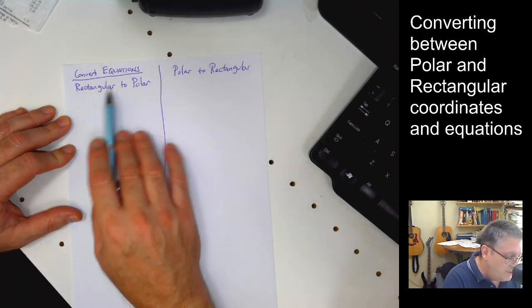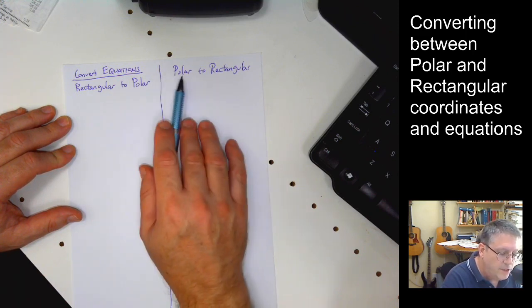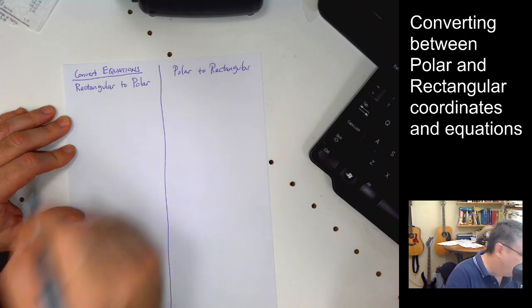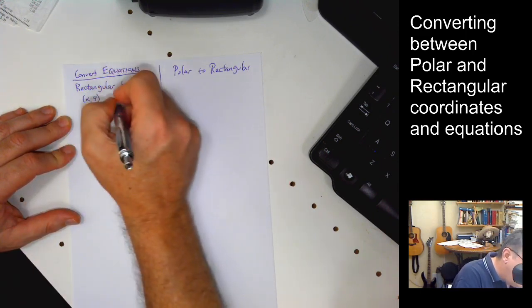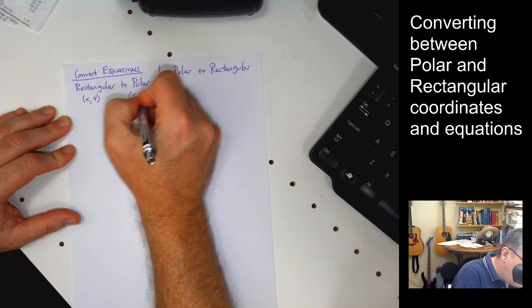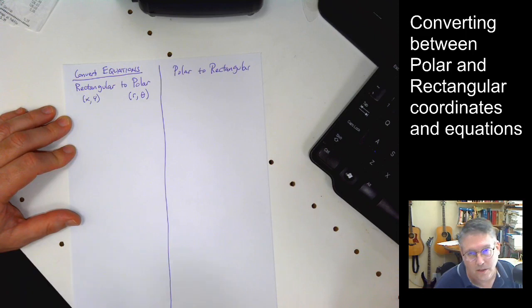So we're going to convert equations. We're going to start with rectangular to polar equations, and then we're going to do polar to rectangular equations. So rectangular is our x, y coordinates, to polar is our r, comma, theta coordinates, right? So let's just pick something really simple to start with.